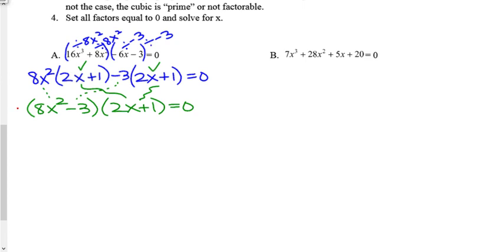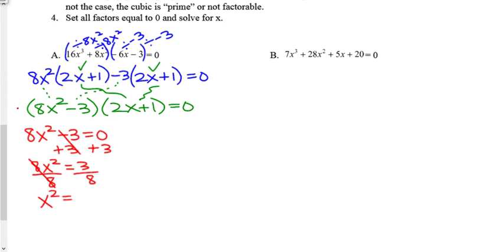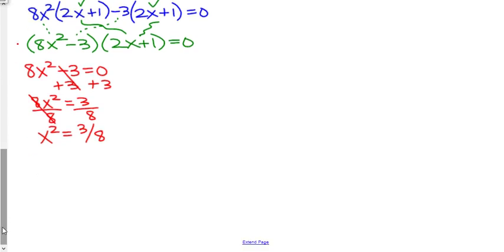Now that I'm to this point, I can go ahead and set those both equal to 0 and solve for x. So 8x squared minus 3 equals 0. I'm going to add 3. Divide by 8. A couple steps here. And then don't forget, if I'm looking for x, but I have x squared, I have to take the square root of both sides. So I'm left with x equals plus or minus the square root of 3 over 8.